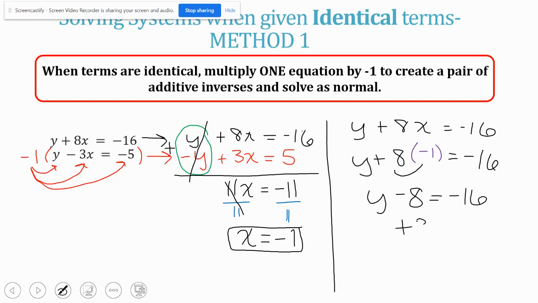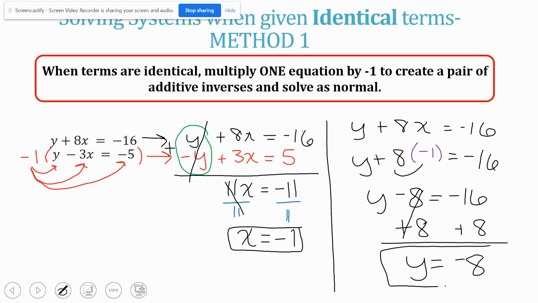Now let's add this 8 to both sides. It cancels. Y equals, and then negative 16 plus 8, different signs, subtract, keep the sign of the larger one, so that's going to give us negative 8. Don't forget to write your answer as an ordered pair. X comes first, then Y, so our answer is negative 1, comma, negative 8.